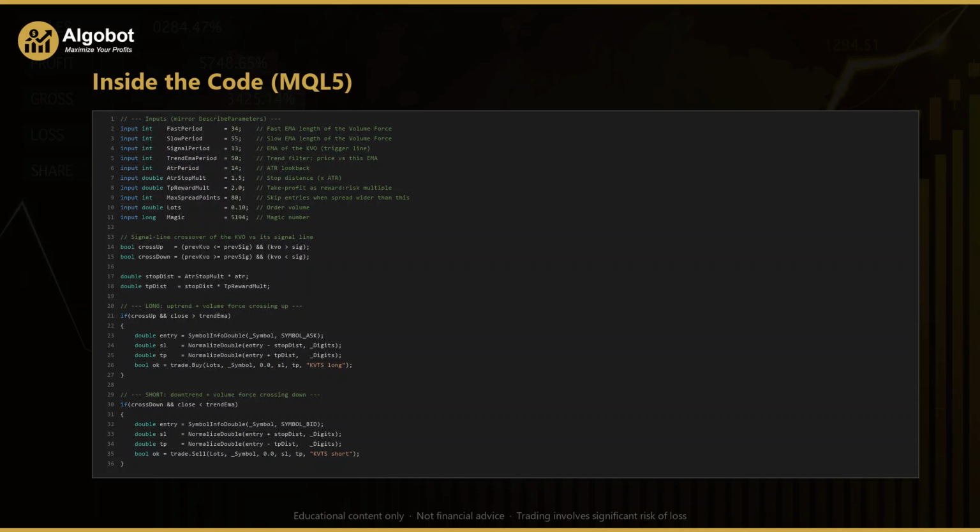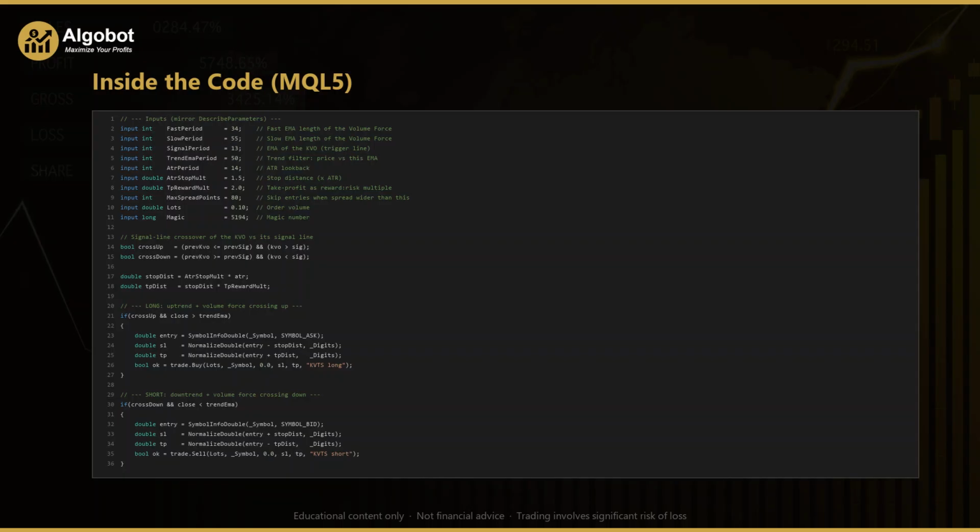AtrPeriod, AtrStopMult, and TpRewardMult control the volatility stop and the reward to risk target. MaxSpreadPoints is the spread guard, Lots is the order size, and Magic tags the trades. Below the inputs, the two crossover flags are computed. CrossUp is true when the oscillator was at or below its signal line on the previous bar and is now above it. CrossDown is the mirror image, previously at or above, now below.